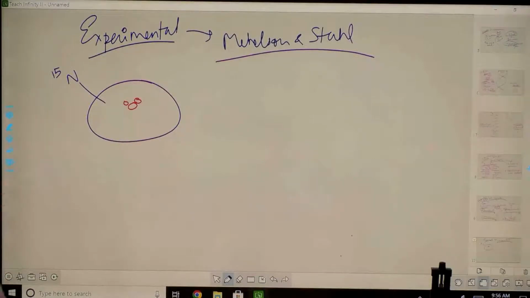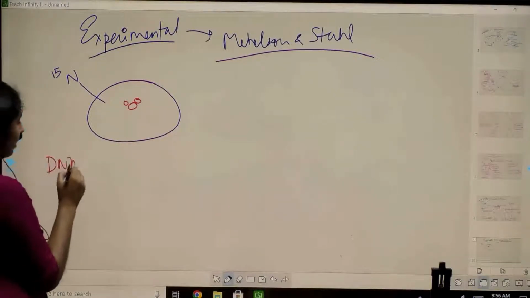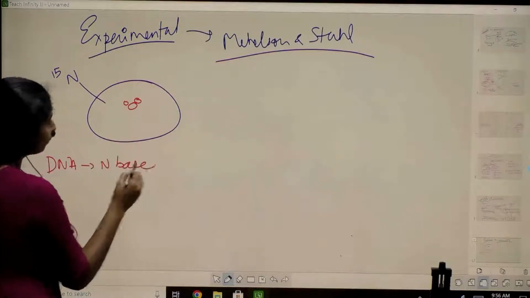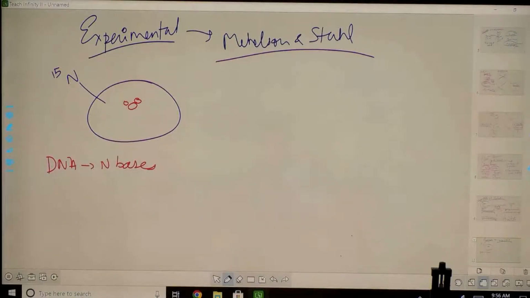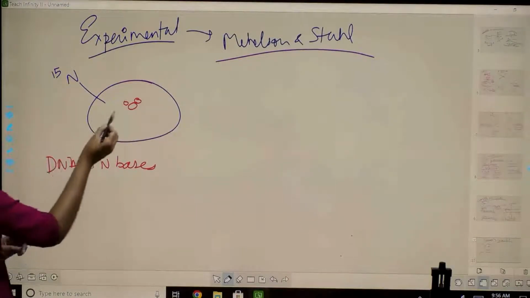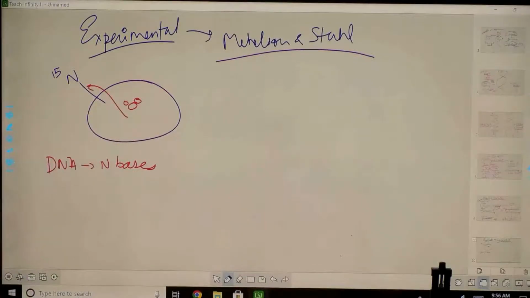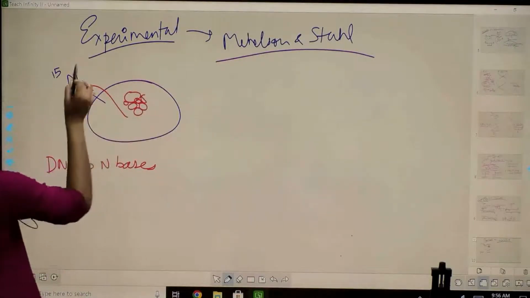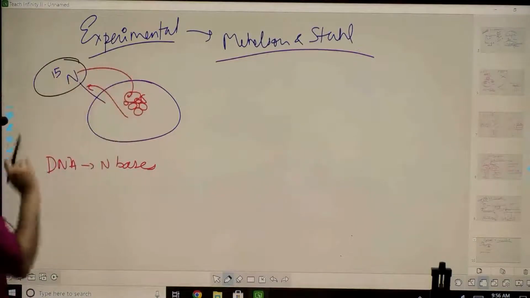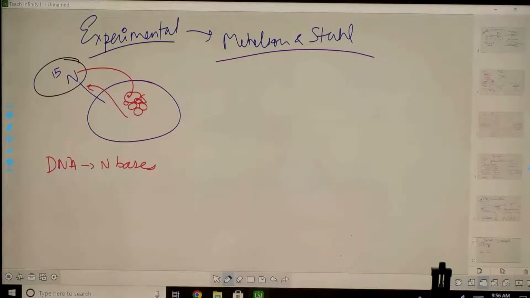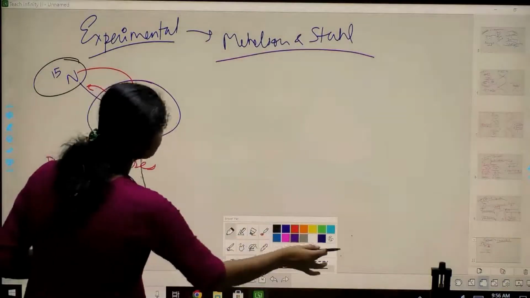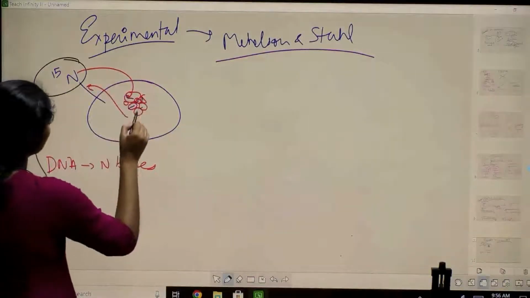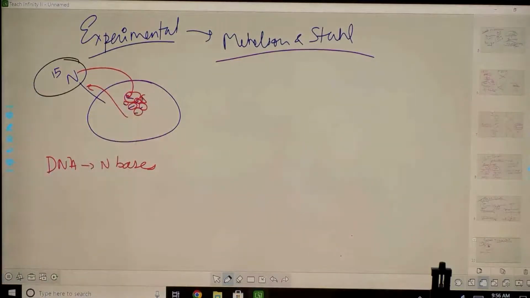So we just now studied that in DNA there are nitrogenous bases, right? So for forming these nitrogenous bases, or for making DNA, nitrogen is required, right? So the bacteria would be utilizing this nitrogen from their medium or from their surrounding for making DNA. So as more and more bacteria replicate and grow, in all of them N15 would get incorporated. Why? Because they are using it to synthesize their DNA. So in all of them there would be N15, right?